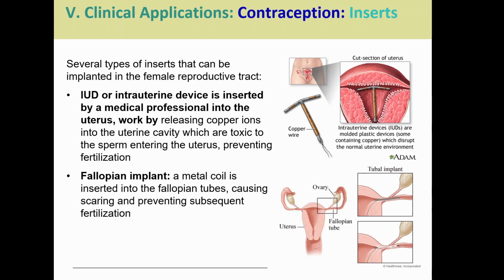There's also a fallopian implant. This is a little metal coil that is going to basically cause scarring and prevent fertilization from happening, so nothing can get through. Basically, it scars up the fallopian tube so no egg can ever get through.